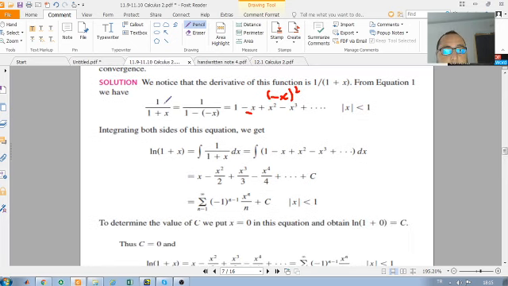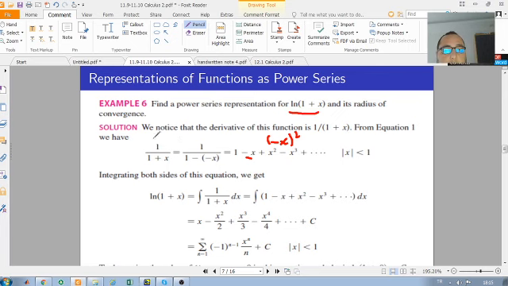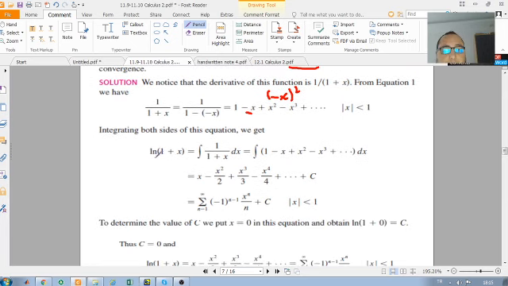And you know the derivative of ln(1 + x) is equal to 1 over 1 plus x. Therefore, if we integrate both sides of this equation, the integral of 1 over 1 plus x is ln(1 + x), since the derivative of ln(1 + x) is equal to this function, and the integral of the right side can be found by integrating each term of the power series of the right side. Therefore ln(1 + x) will be equal to the integral of 1, which is x, the integral of minus x, which is minus x squared over 2, and so on.